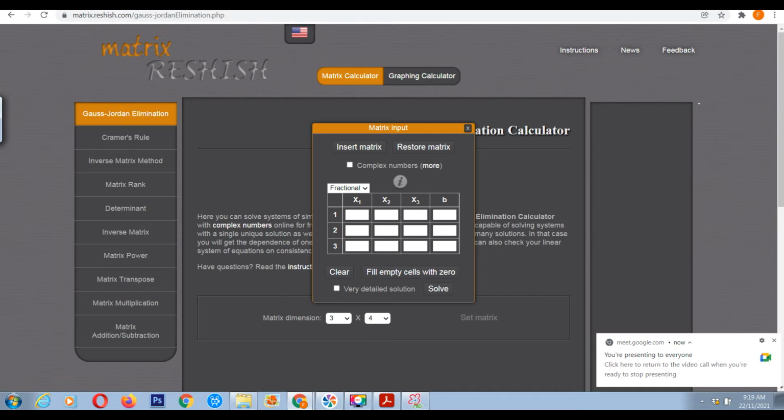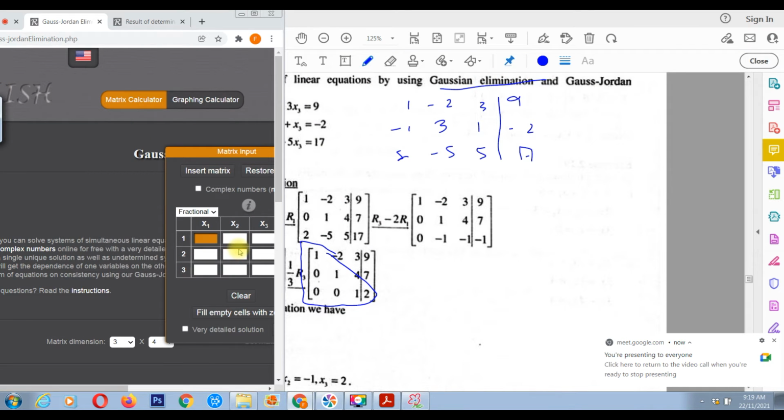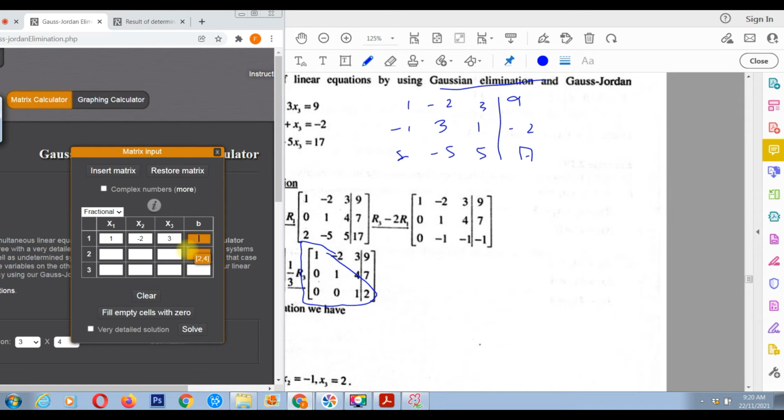Okay, so we will have 1, negative 2, 3, and then 9, 1, negative 1, 3, 1, negative 2, 2, negative 5, 5, 17. Okay, click every detail solution, solve.